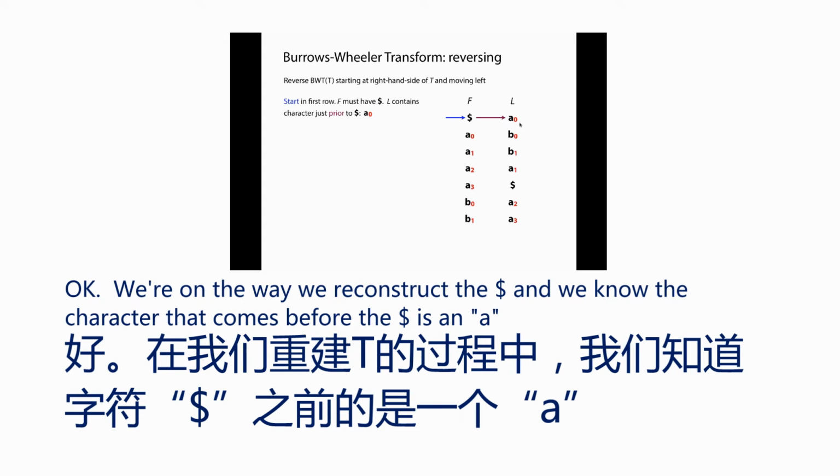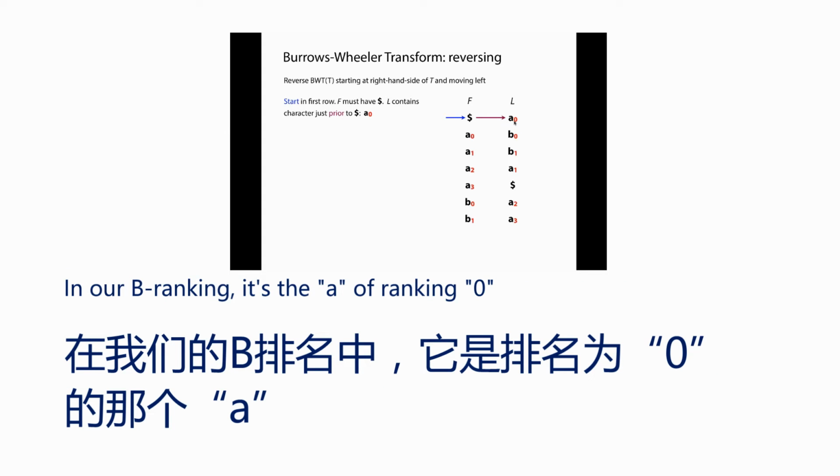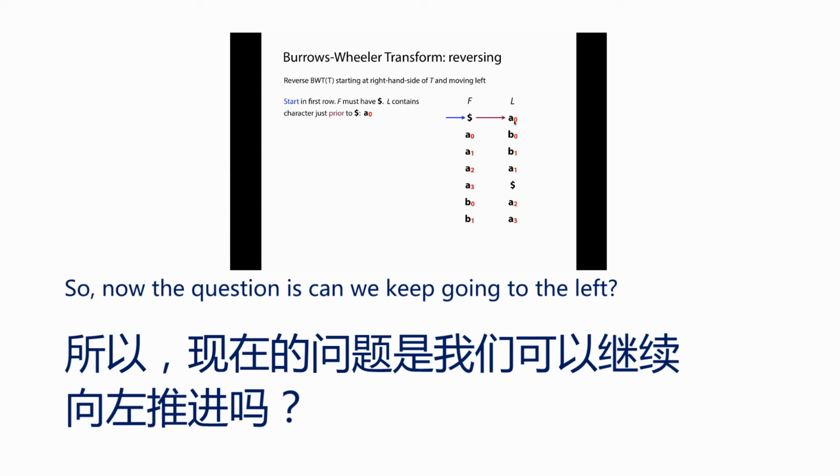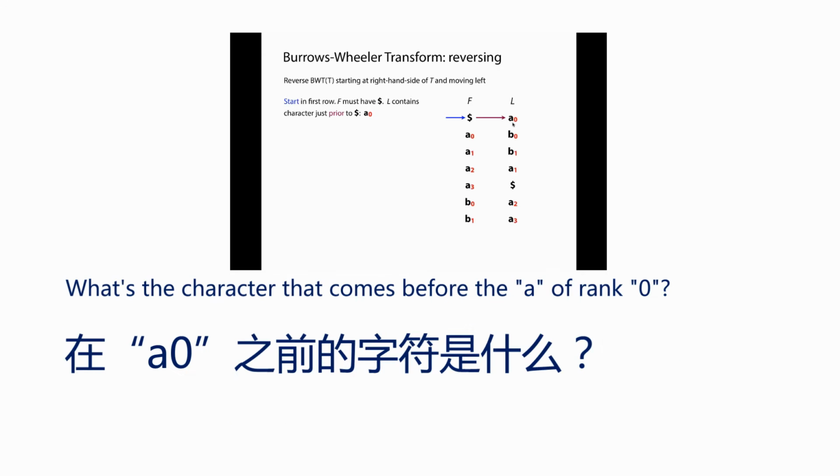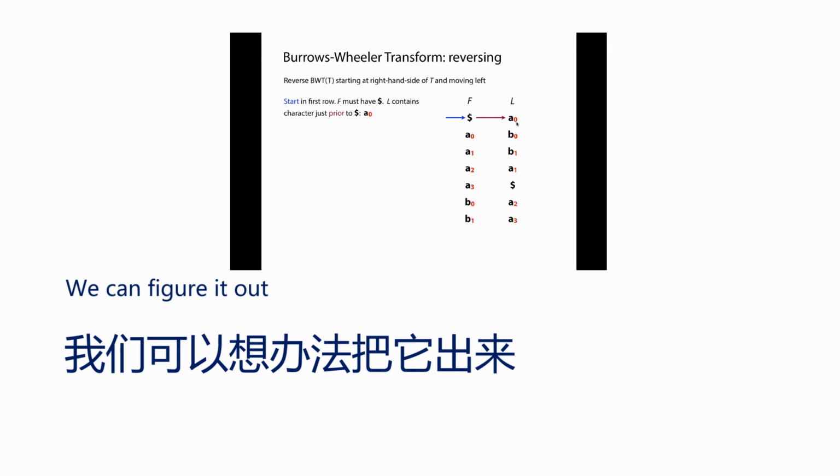Okay, so we're on our way. We've reconstructed the $, and we know that the character that comes before the $ is an A. In our B ranking, it's the A of rank 0. So now the question is, can we keep going to the left? What's the character that comes before the A of rank 0? We can figure that out.